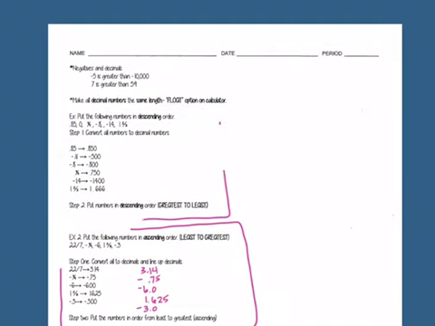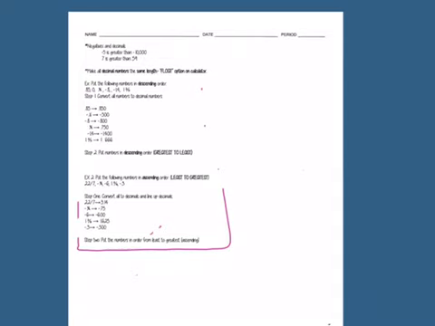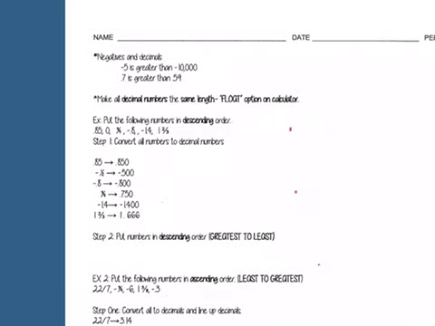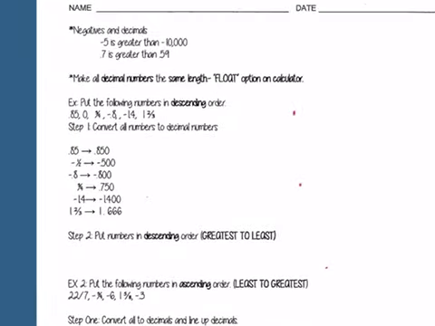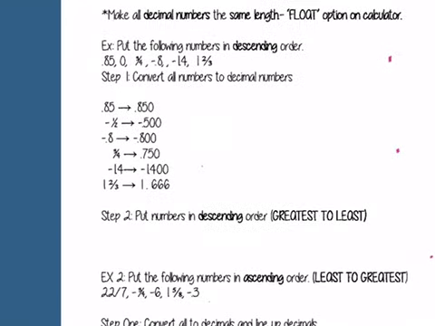On the back, same thing. We're putting these numbers in either ascending or descending order. So make all decimal numbers the same length. You can use the float option on the calculator like I've talked about. So these are already converted for you. Then you just have to check and compare which one is the largest and which one is the smallest.